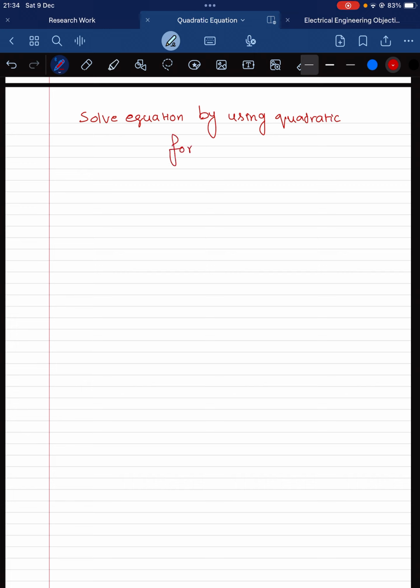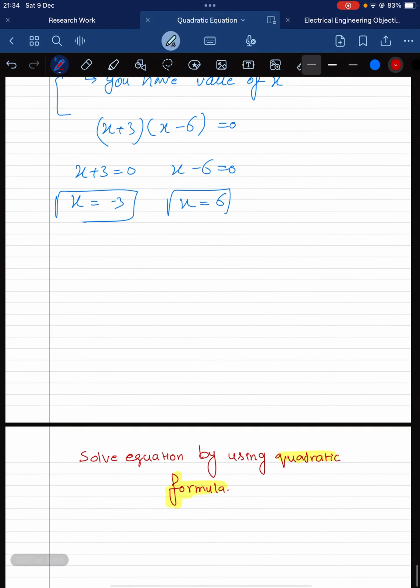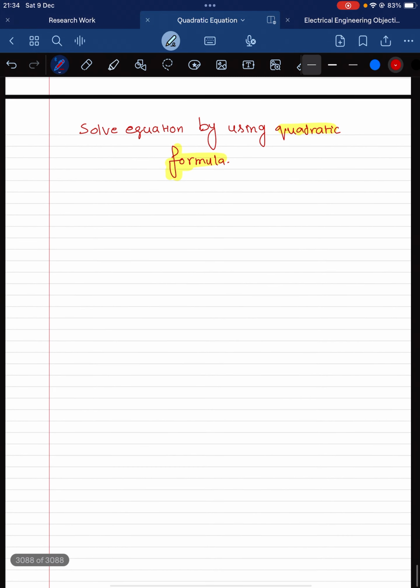Okay, now they have mentioned that you have to use the quadratic formula, so we will be using the quadratic formula in order to solve the equation. The equation is x squared minus 3x minus 18 is equal to 0.